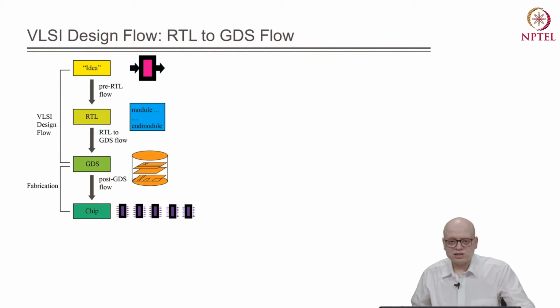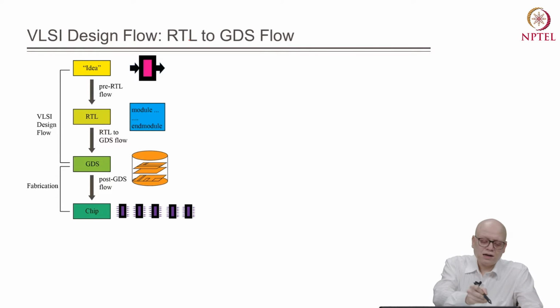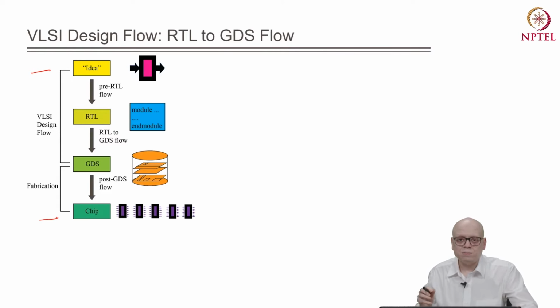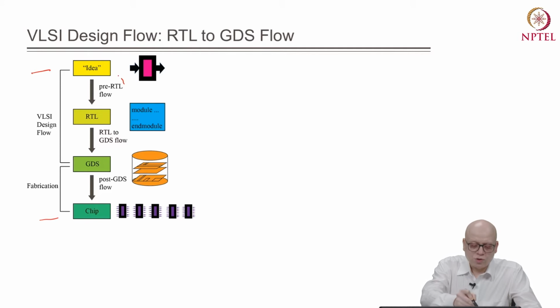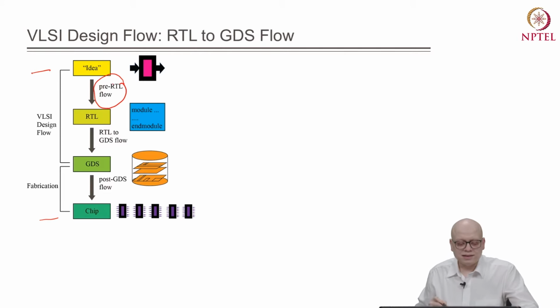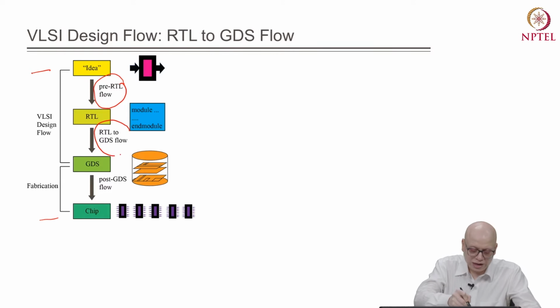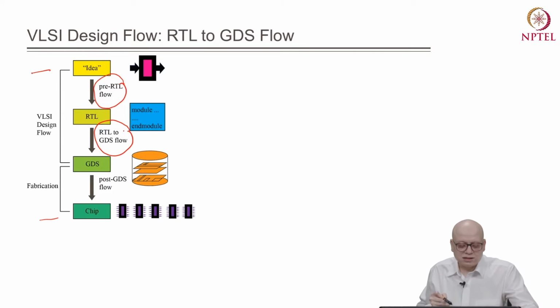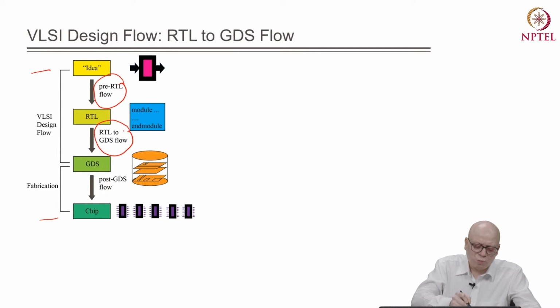In the earlier lectures, we have discussed that we can broadly divide the entire flow from taking the idea up to the final chip into 3 major parts. The first part is pre-RTL flow or system level design. The second part is RTL to GDS flow that we will be looking into today, and the third part is related to fabrication, and we call it post-GDS flow.